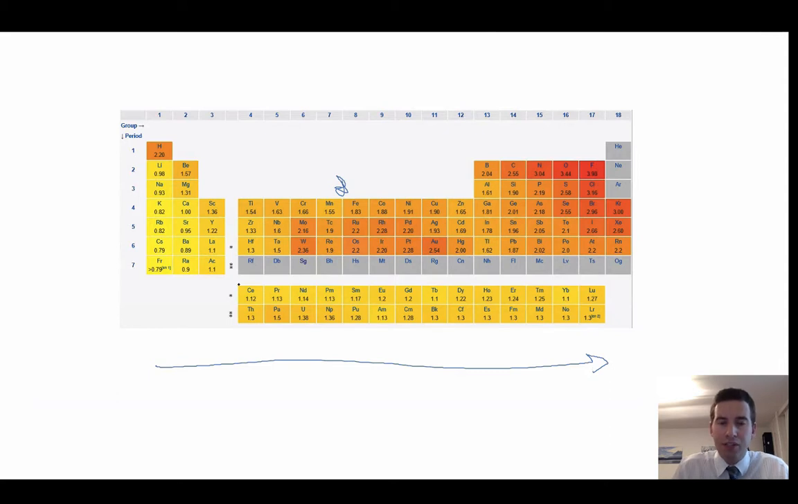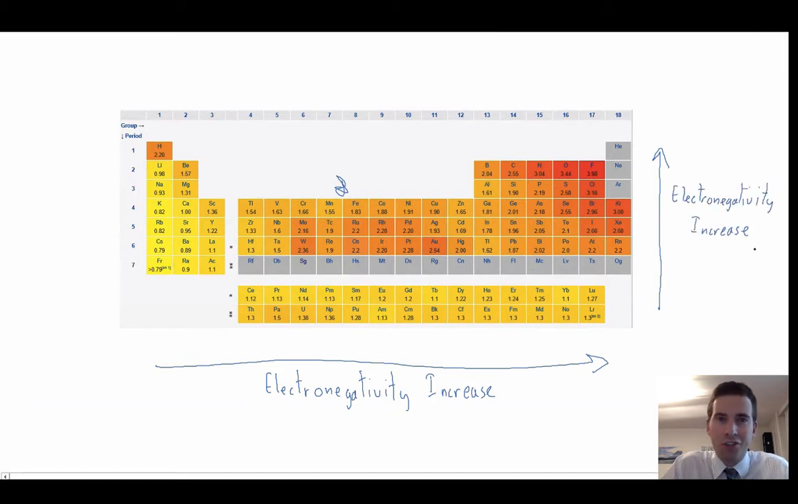Therefore, electronegativity increases. And also as you go up a group, because the elements are getting smaller, again, electronegativity increases. So again, ignore the transition metals, but if you look at the other groups, you can see that this is the case. So the most electronegative element on the periodic table is fluorine in the top right-hand corner, and the least electronegative is francium.